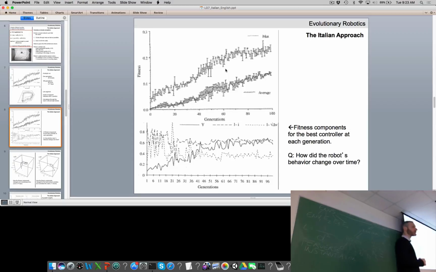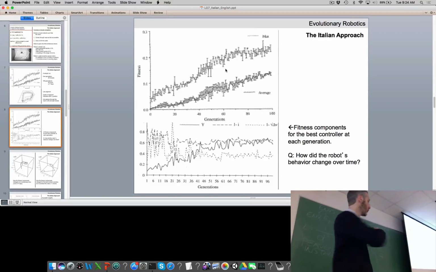Tell me about that. What happened in this best robot, or this series of best robots, whatever the best robot was in the population at every given generation? How did V and 1 minus I and 1 minus the square root of delta V change over evolutionary time here, from generation to generation?